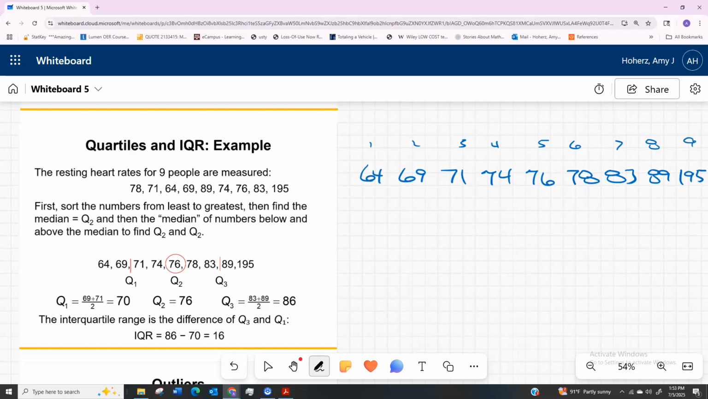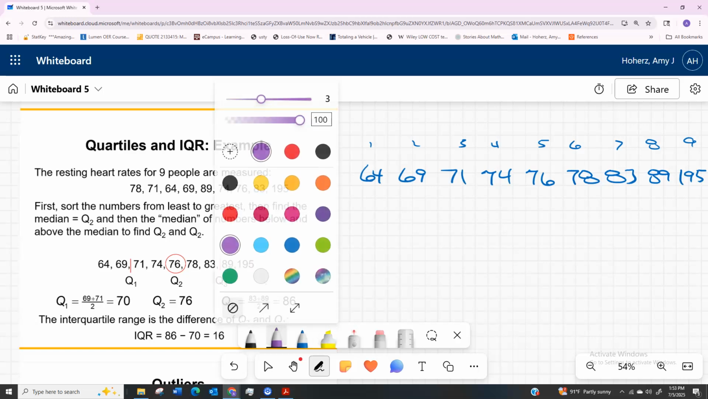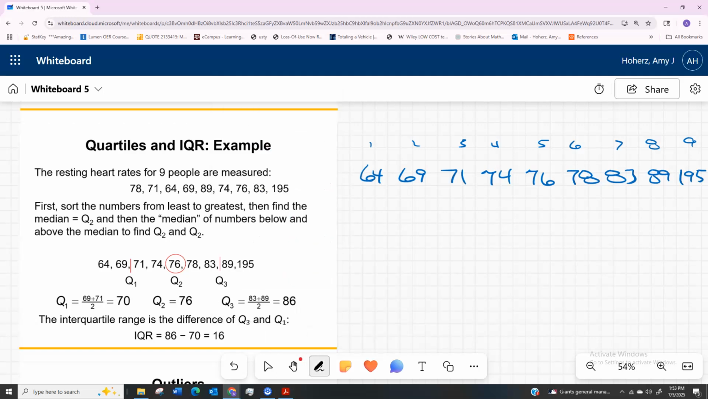Okay, and we want to break this up into quartiles. So the first step when you're breaking into quartiles is to first, like the pizza, cut it in half. Okay, so we're going to find the median. If we look at the median, that would be the 76. That gives us 4 values to the right and 4 values to the left. So 64, 69, 71, and 74 are below 76. And then 78, 83, 89, 195 are above 76.